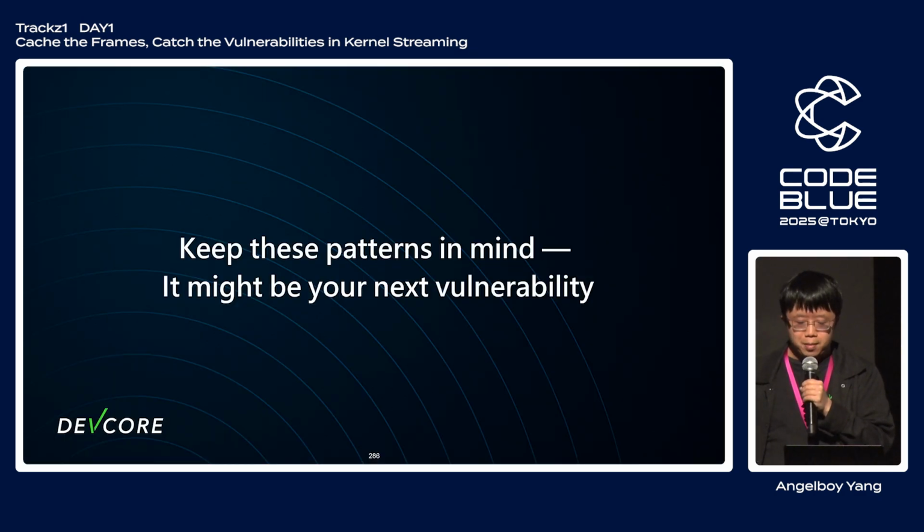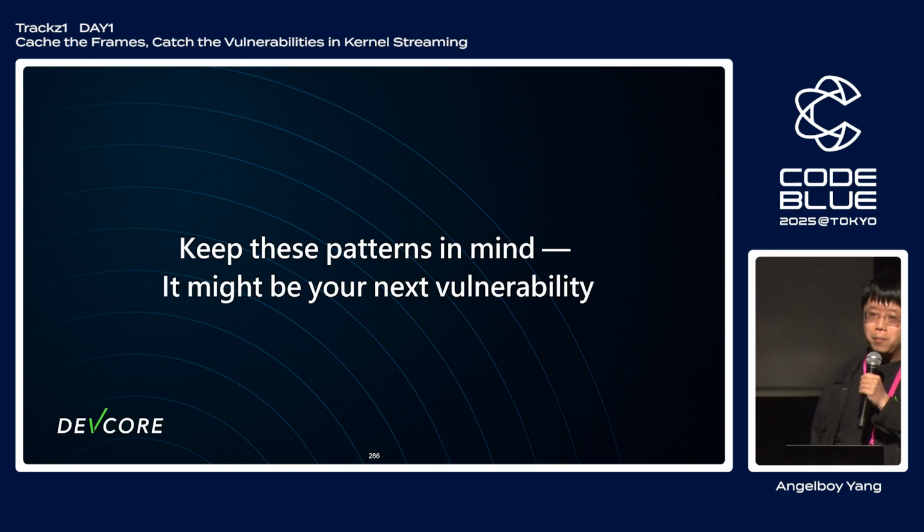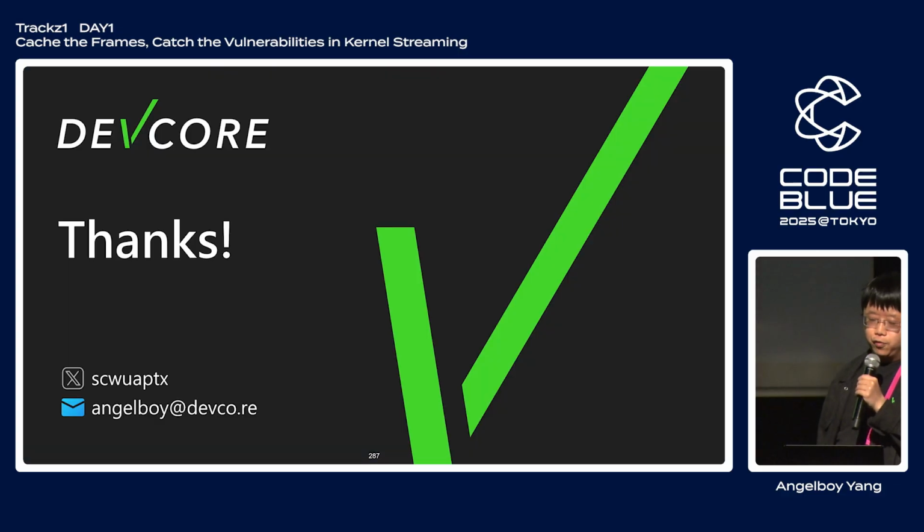Understanding Windows API implementation and the layer misuse risk is key to finding vulnerabilities and exploitation. Keeping this pattern in mind, it might be your next vulnerability. Thank you for listening.